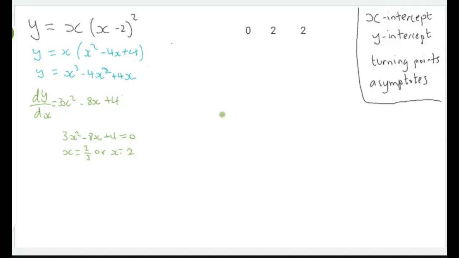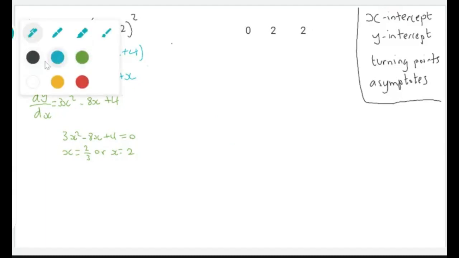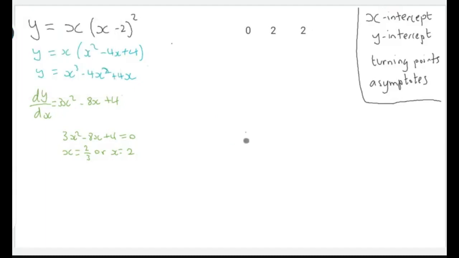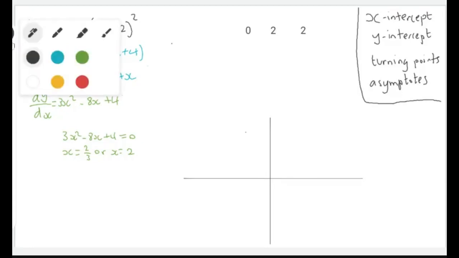So now that you've got that, where was one of the turning points again? It was at 2. So using that, could you give me another reason why it only touches the x-axis at 2 rather than going through it?